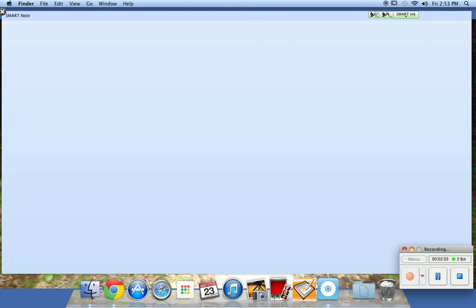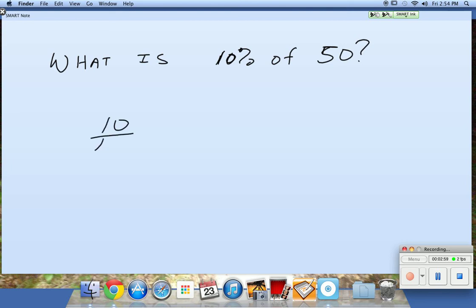What if we were to say, what is, let's say, 10% of a number, let's say 50. What is 10% of 50? When you see this, what you want to do is make your 10% a fraction, so we can divide that by 100. Get rid of the percent sign. Remember, we can say 10% is the same thing as 10 over 100.